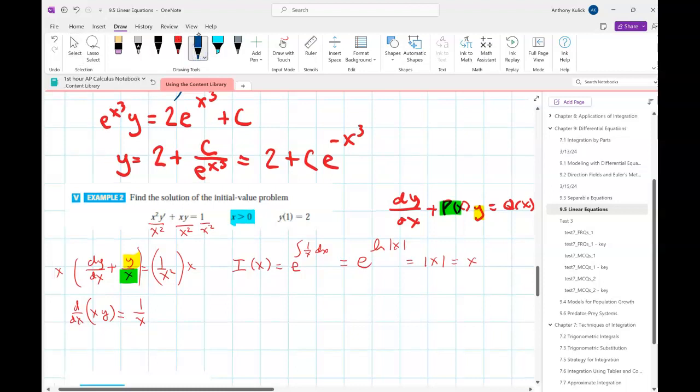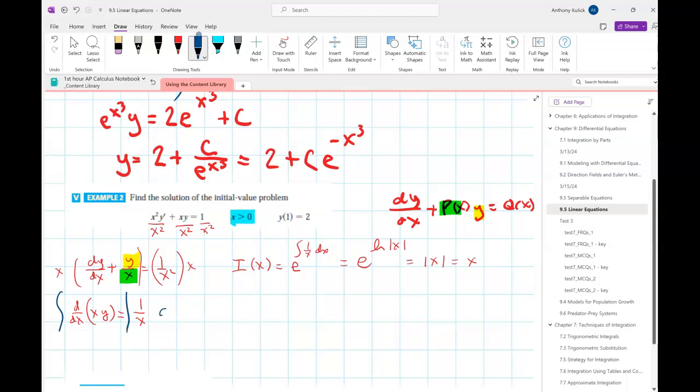Again, I chose my I over x so that when I multiply it to the left-hand side, it'll just be the derivative of I over x times y. Every time. I don't have to even FOIL this stuff or distribute the stuff out. I don't have to show how that happens. I just know that it does. Everybody's okay?